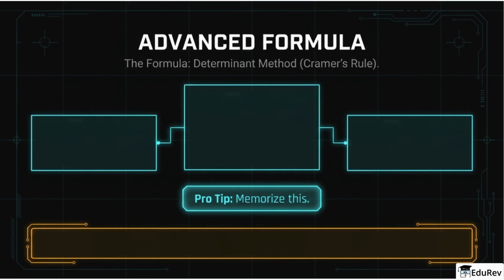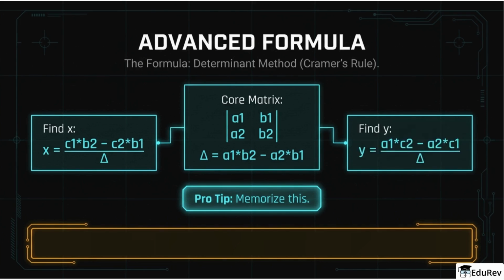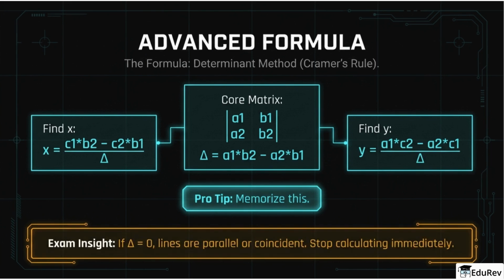The advanced formula introduces Cramer's rule, which is the determinant method for solving linear equations. The core matrix and determinant structure allow you to compute x and y directly from coefficients and constants. What makes this valuable is not only its elegance, but also the clear warning. If the determinant becomes 0, the lines are either parallel or coincident. So you should stop and think before calculating further. That is a very important exam insight because it prevents wasted work.